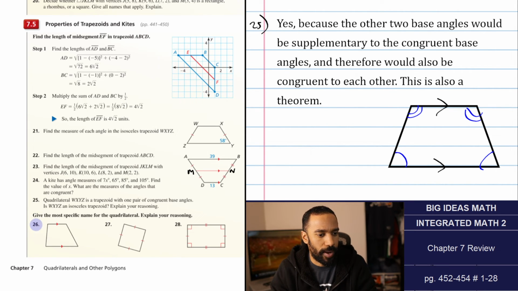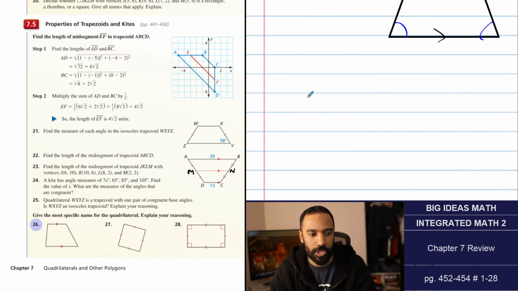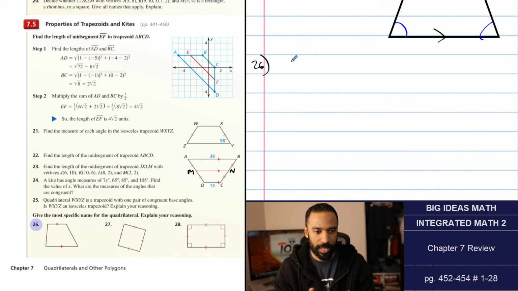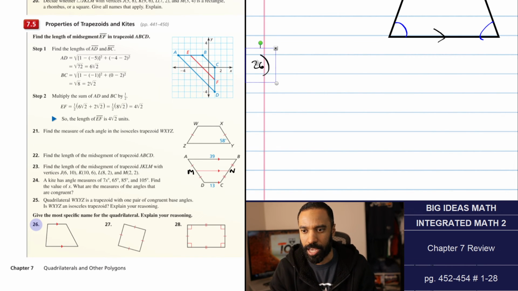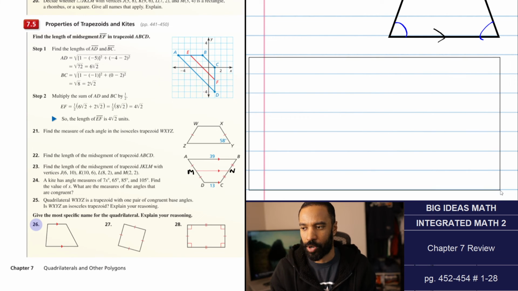All right, number 26. Give the most specific name, or 26 to 28. Last three, give the most specific name for the quadrilateral. Explain your reasoning. We should be able to get this done before the hour mark is finished. Number 26, you only have one. In fact, I think I'll type all of this. You only have one pair of parallel sides known. That is a trapezoid.